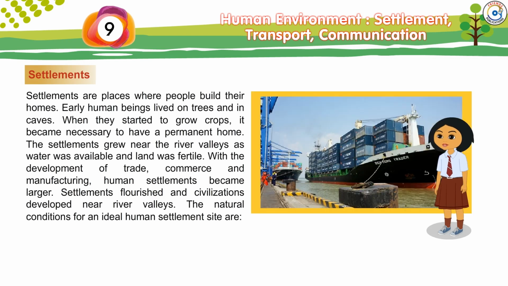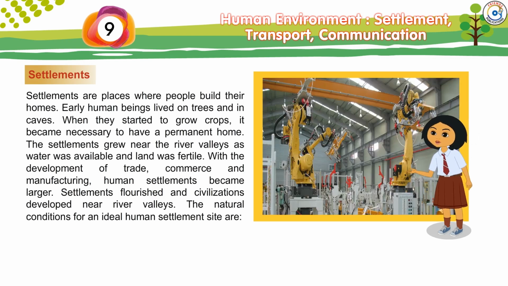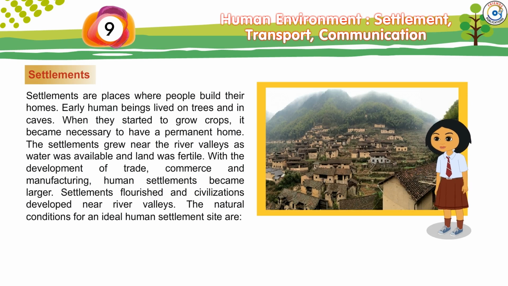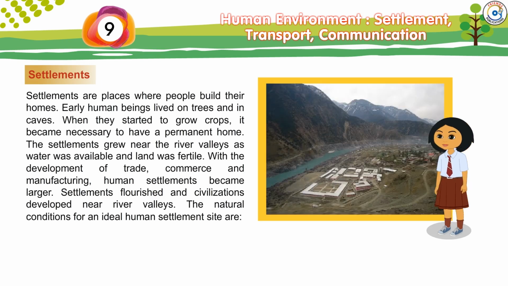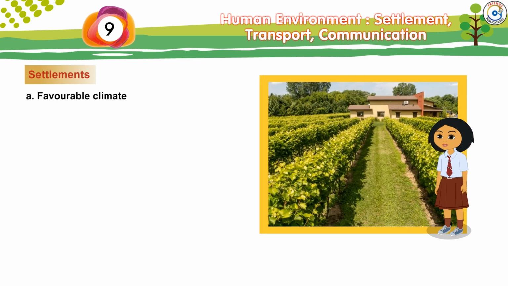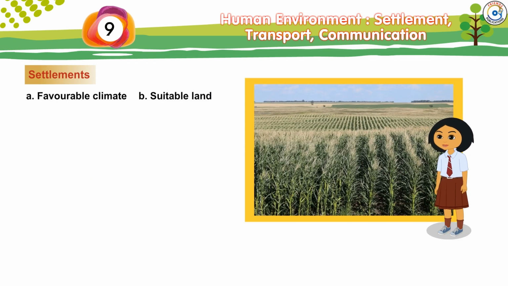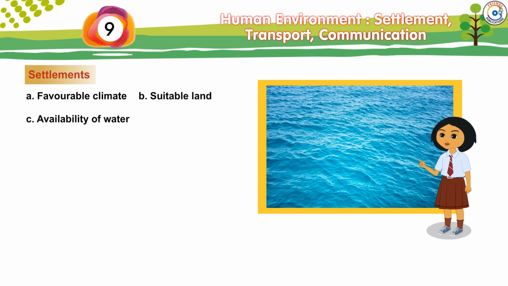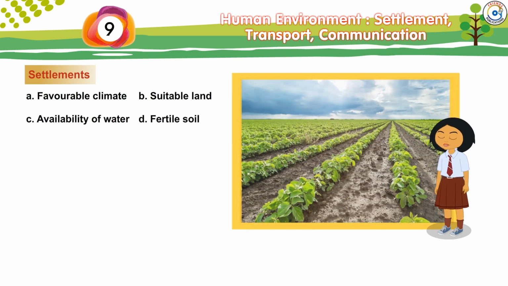With the development of trade, commerce and manufacturing, human settlements became larger. Settlements flourished and civilizations developed near river valleys. The natural conditions for an ideal human settlement site are favorable climate, suitable land, availability of water, and fertile soil.